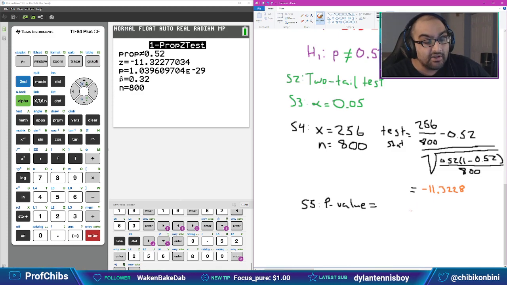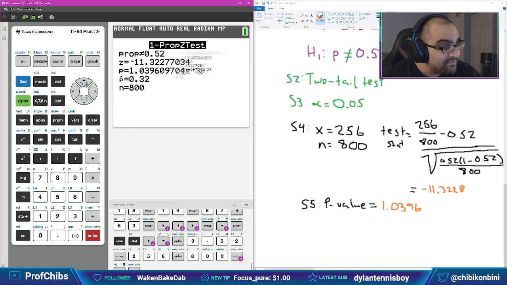Now, the p-value here is fairly interesting, and admittedly, this is something that can happen at times when we get a particular p-value. If you're not sure, rewatch this video and remember this particular example. The p-value here is 1.0396, and then we have this. Now, the p-value here is not, and I will repeat, is not 1.0396. Do not forget that you have this e to the minus 29, right?